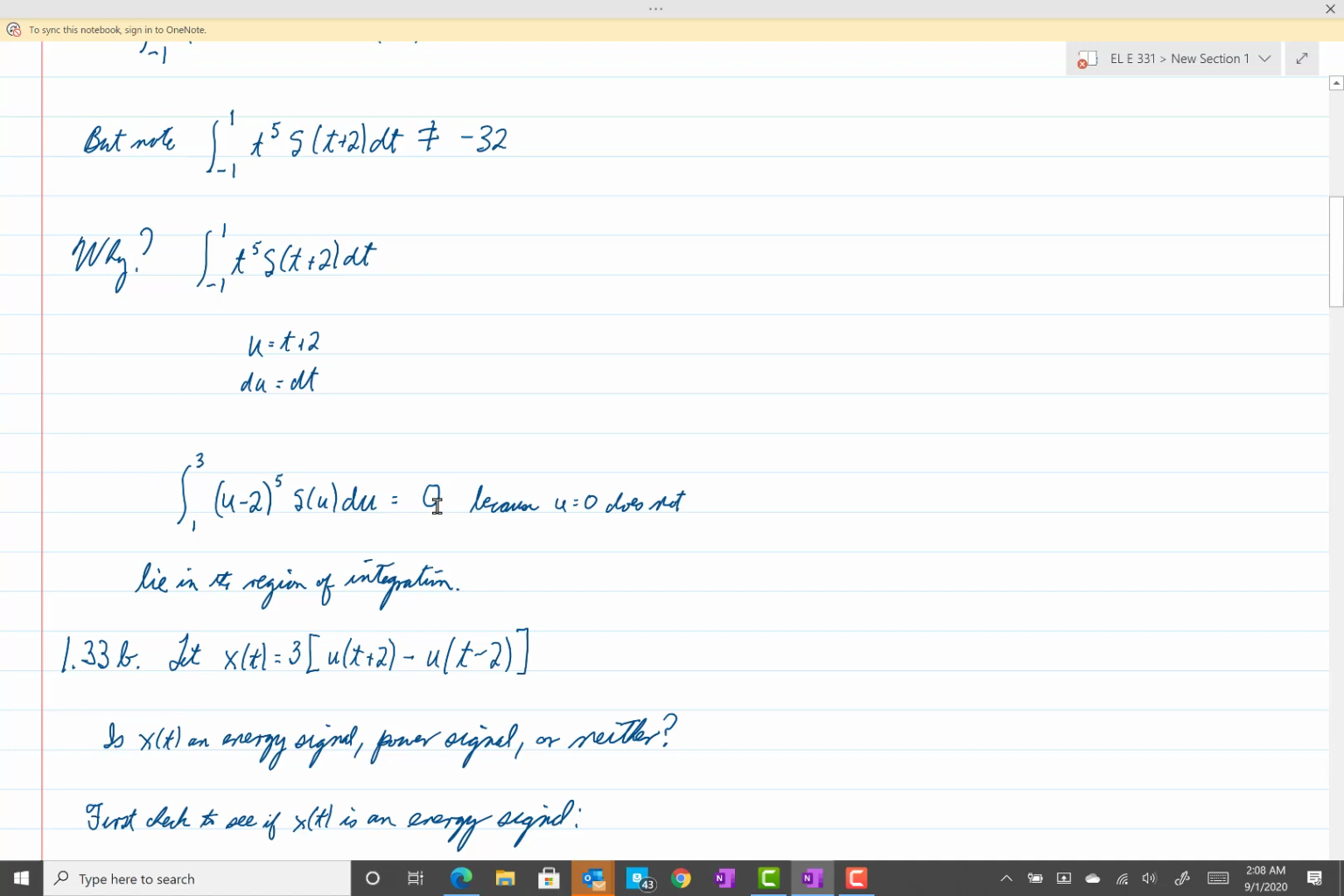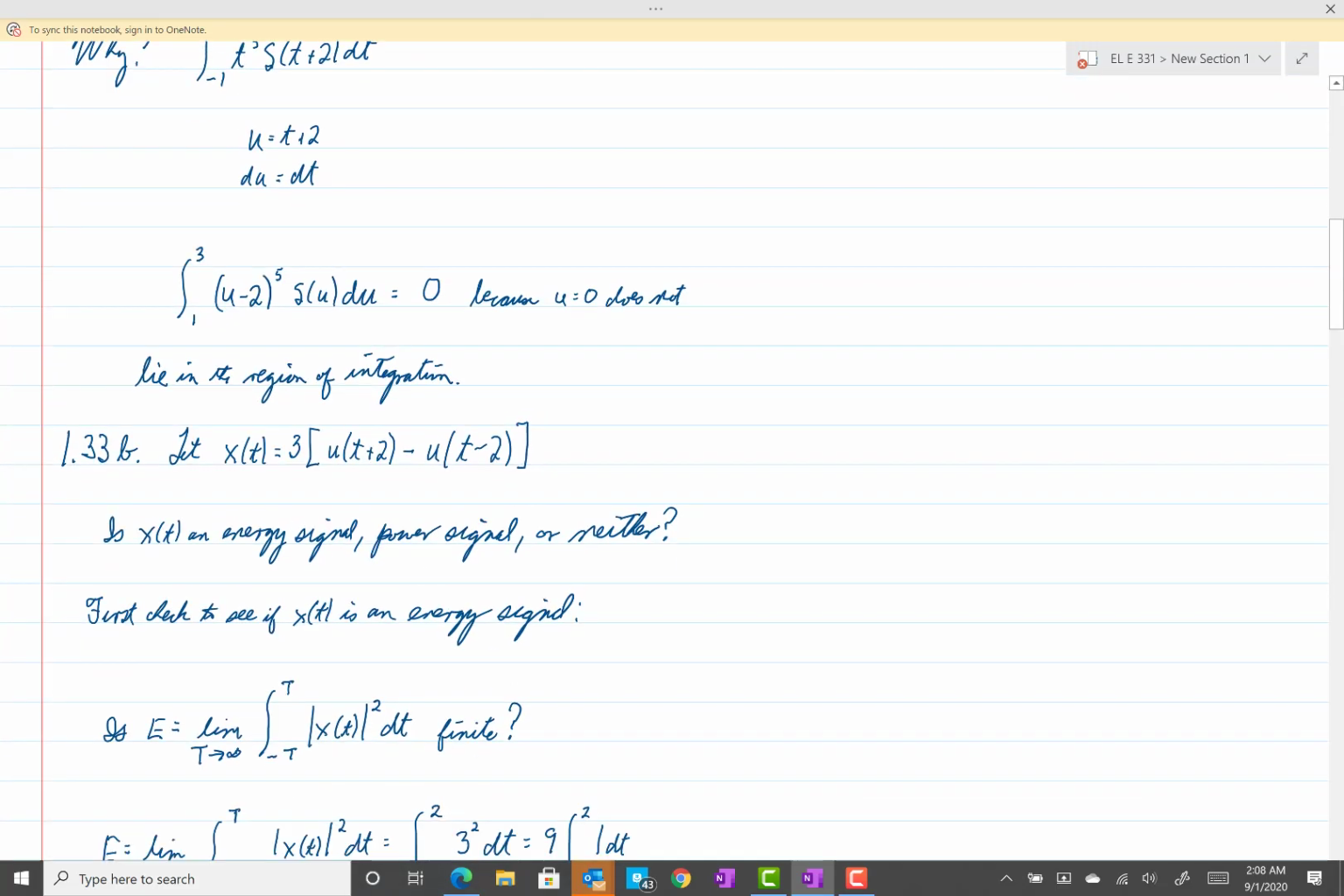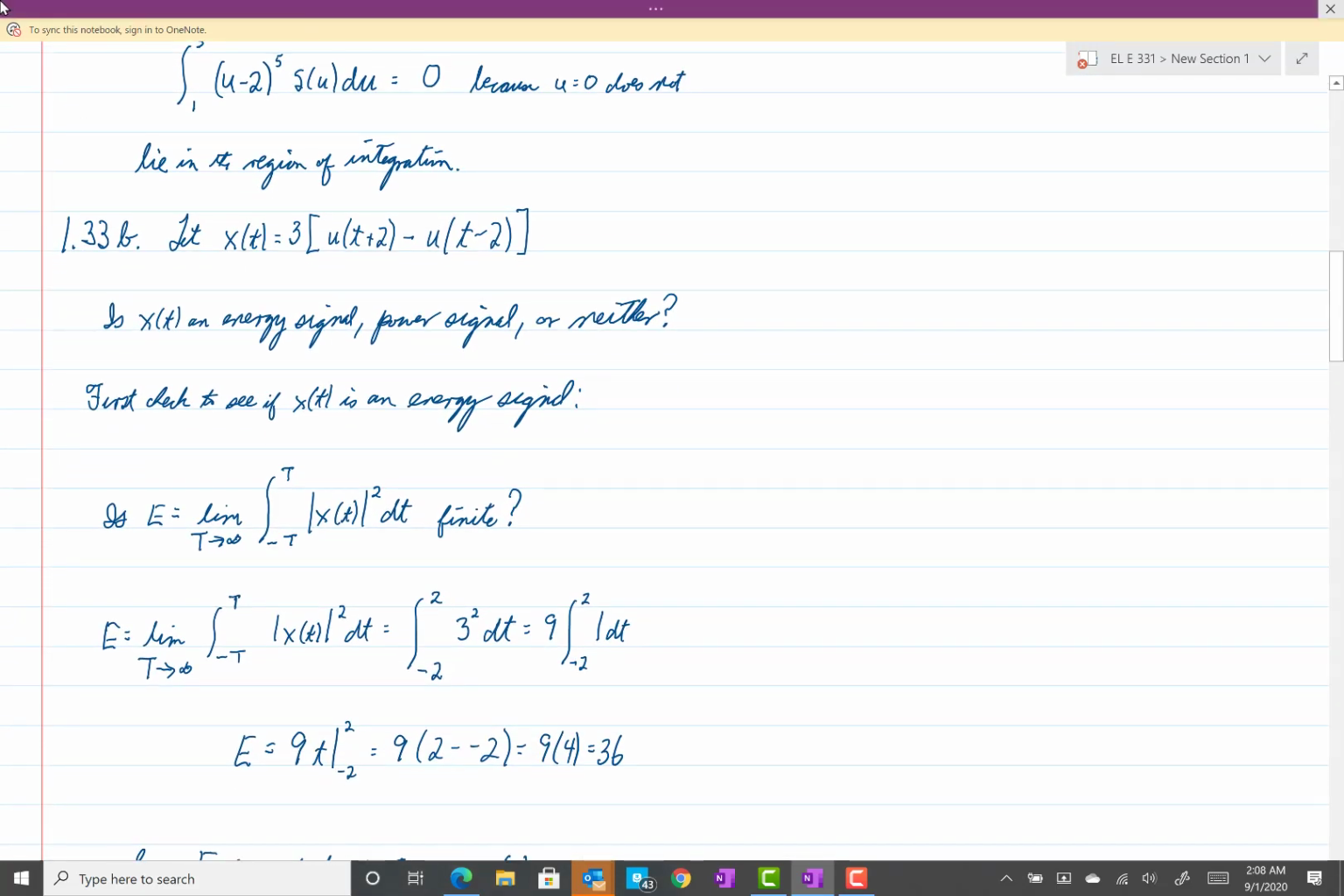So this is why it's crucial to check and see if the point at which the argument of the delta function goes to 0 is within your region of integration. If it is not, then the value of the integral is 0, but if it is, then you proceed as we have been doing. Okay. So those are 3 examples with the impulse function.